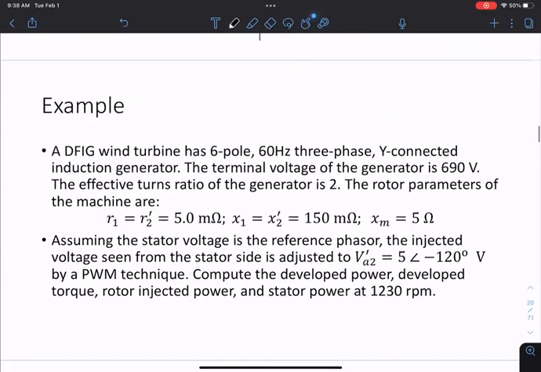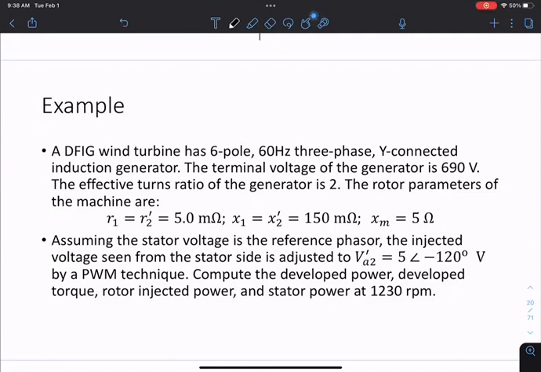So let's do one example to put all these equations to use. Here we have a 6-pole, 60 Hz, Y connected generator with a given terminal voltage. We have an effective turns ratio of the generator, just to make things a little bit more interesting. The rotor parameters are the following. And then we're going to inject this voltage.